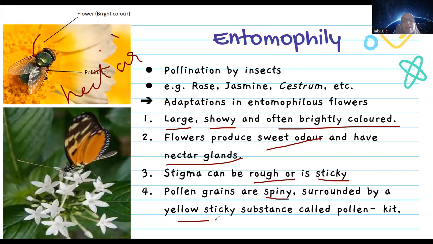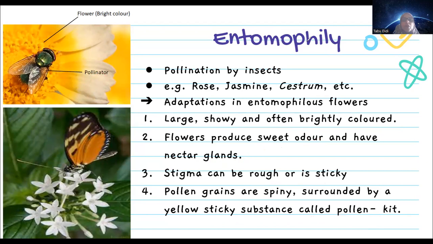They also have a yellow sticky substance called pollen kit. So usually plants which show pollination through insects produce pollen grains which are spiny in nature and which produce some sticky substances known as pollen kit. Okay, so this is pollination with the help of insects.